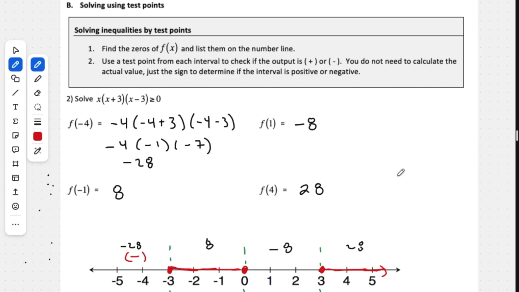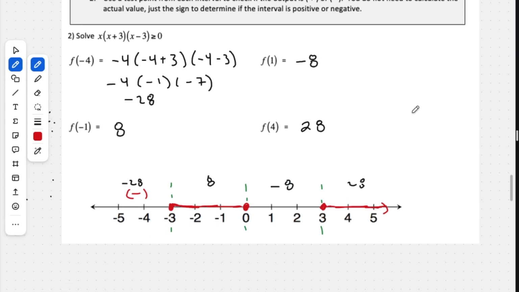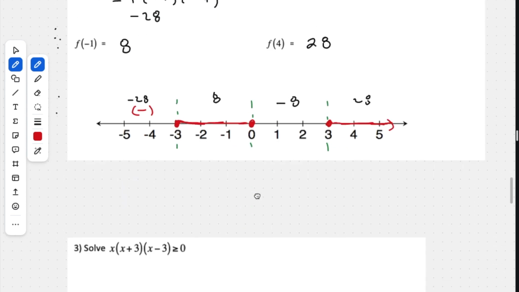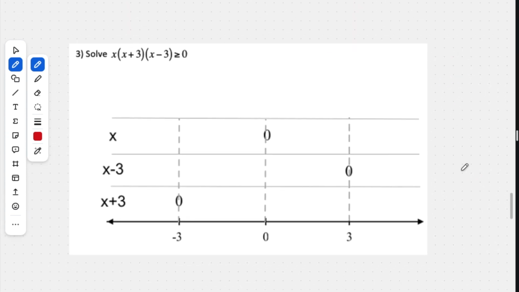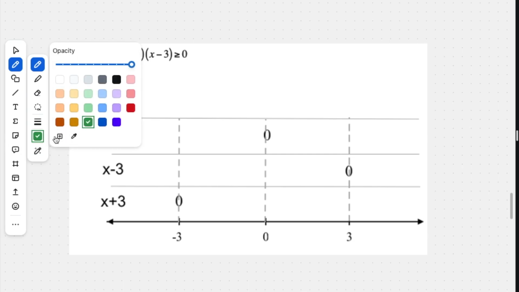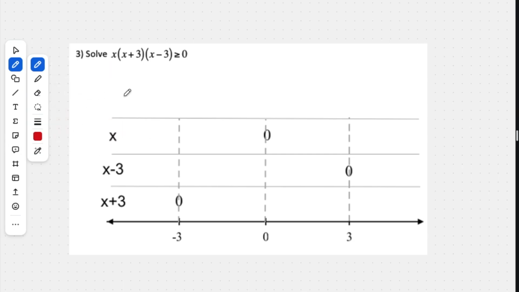I'd much rather graph it. That seems far less cumbersome to me. That said, for the rationals, some people might prefer this one to the next one. This next one is called a sign chart. And this is the one, like I said, that is a little bit hard to understand initially, and then once you get it, it's really easy. And I prefer this for the rational one because I don't like to plug in a bunch of numbers.